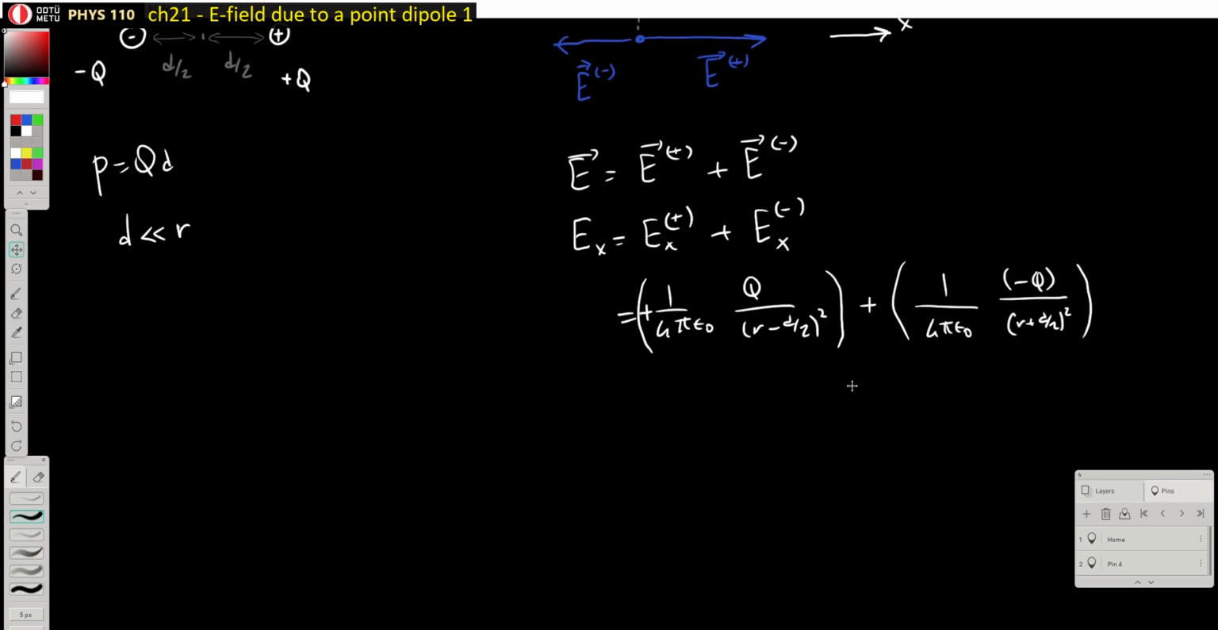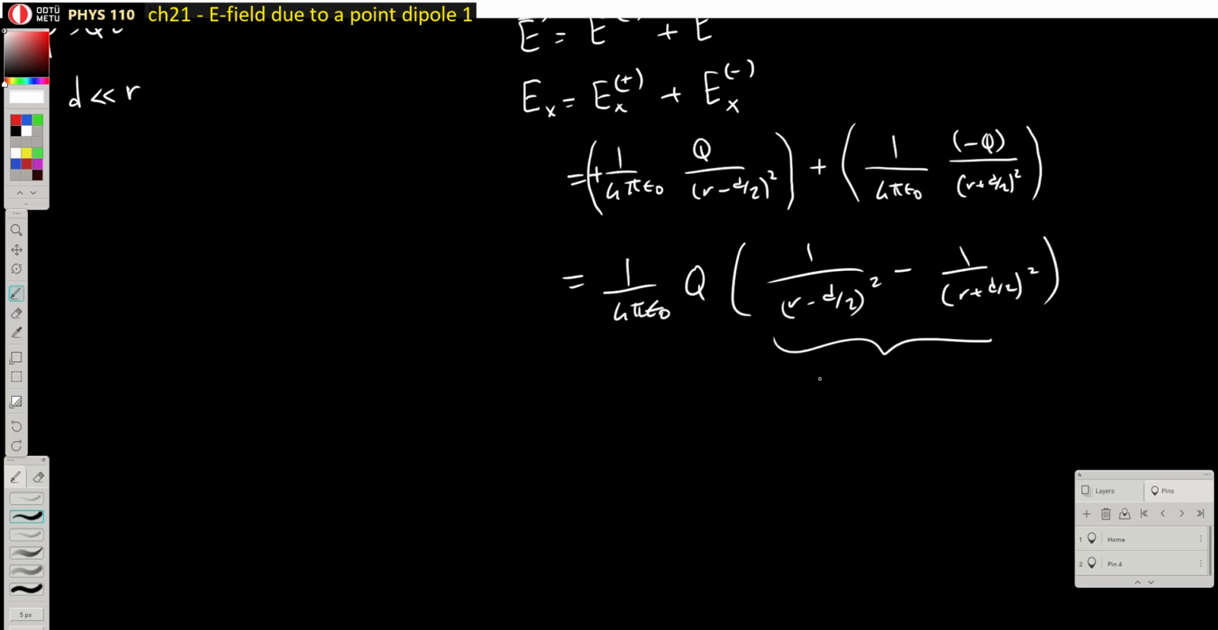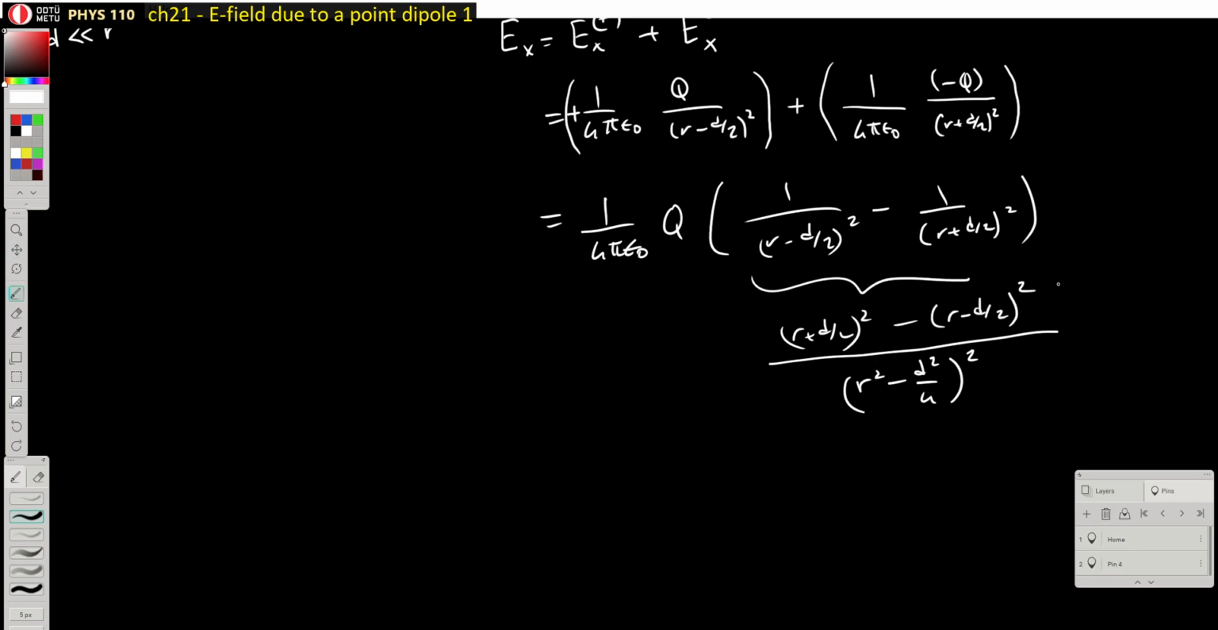Okay, since I have done this part earlier, let me do this quickly. So this is like 1 over 4 pi epsilon 0 q, and then we have the difference of two squares. Right, so I'm just going to compute this part only. So I just take it inside a common denominator. So we have the difference squared divided by r squared minus d squared over 4, to the power 2. You can easily see that the numerator is basically equal to 2r times d. So in any case, the final result is exact. So that's 1 over 4 pi epsilon 0 q multiplied with 2rd divided by (r squared minus d squared over 4) squared.